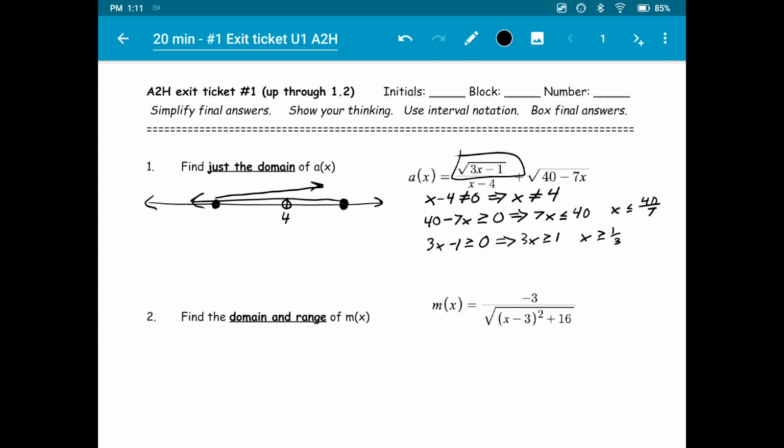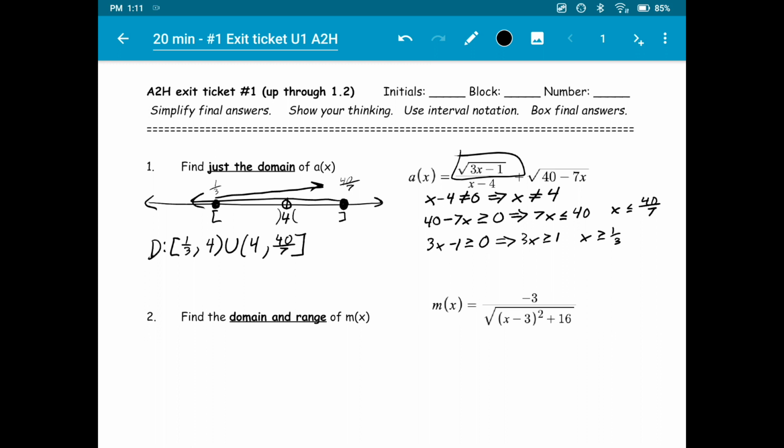And so the only place where I'm in all of the ranges is from 1/3 to 4, and from 4 to 40/7. So my domain is 1/3 inclusive to 4, union 4 to 40/7.